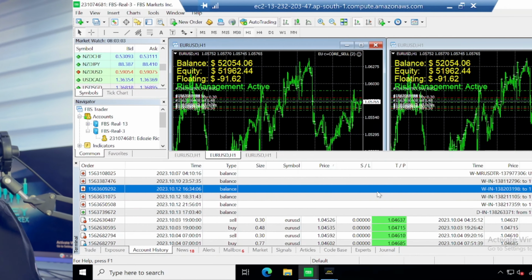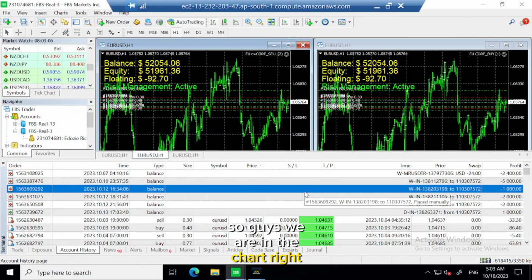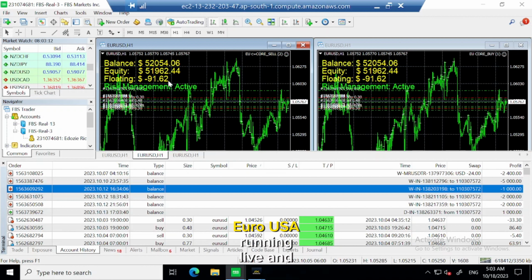Let's go. We are in the chart right now, and if you have EU Core installed on your system, this is what it's going to look like. We've got two charts here, Euro USD running live, and you can see EU Core with a smiley face pop up. That's how we know it's running, and you can see that it is a real account. This is not a demo.